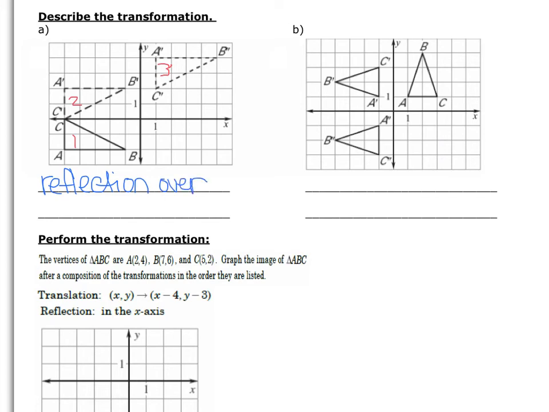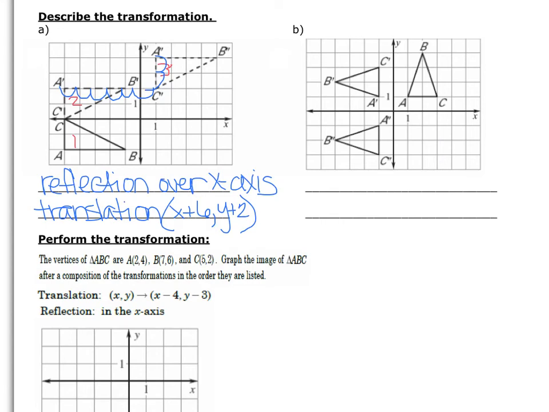what is it? What axis? Good, the x-axis. And then they just shifted it up and over. So then they just did a translation. And let's see what that translation is. They went 1, 2, 3, 4, 5, 6 to the right. So that's plus 6 and up 2. So that's how we would describe a transformation.